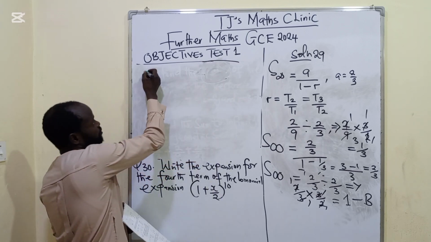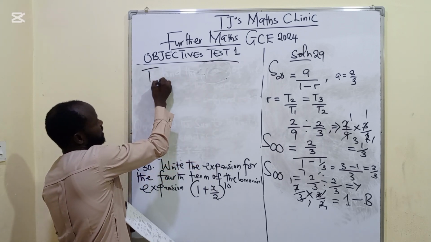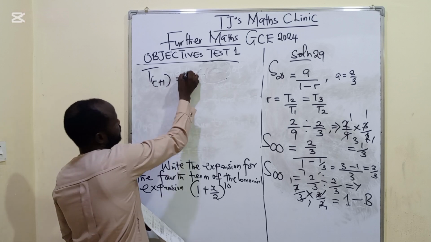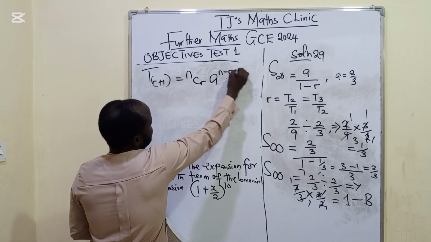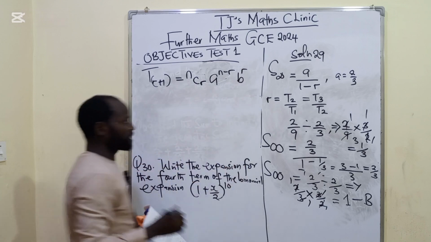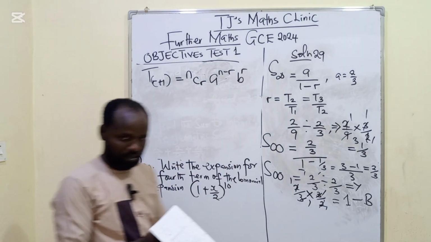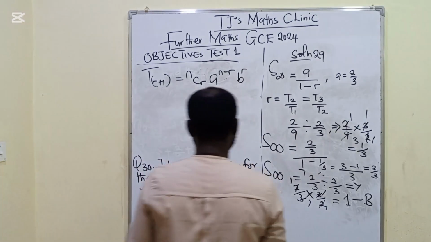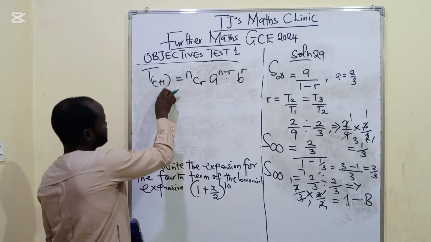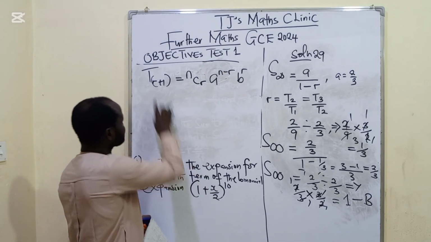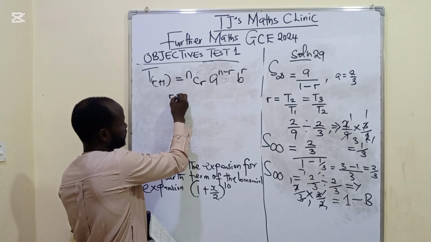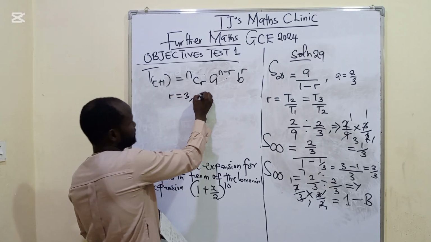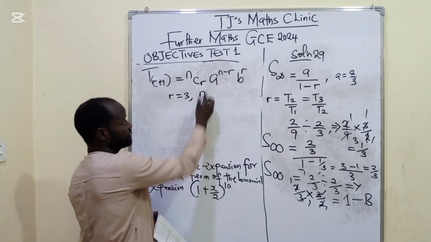The general term in binomial expansion is given as T r plus 1, which is equal to n combination r, a power n minus r, then b power r. This is the general term in any binomial expansion. So r plus 1, we are looking for the fourth term. What can we add to 1 to give us 4? Of course, it will be 3. So r is 3. Our n here is 10.